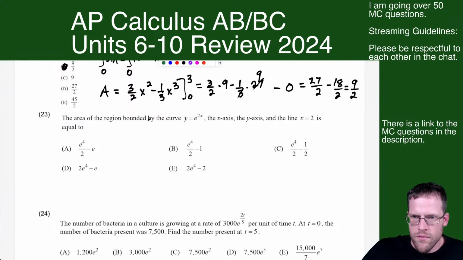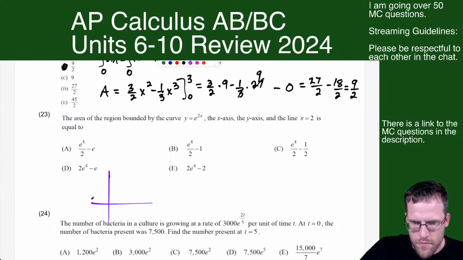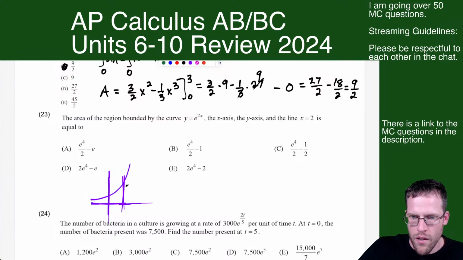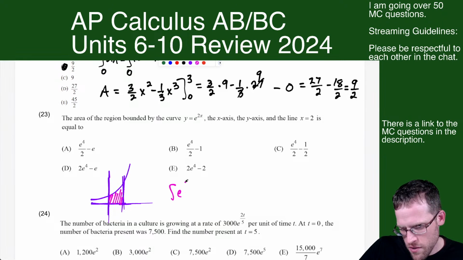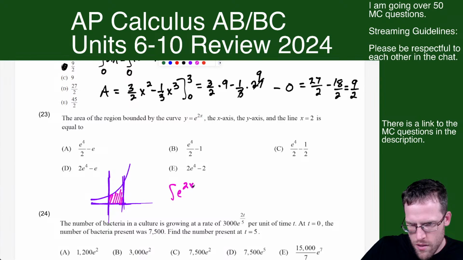All right, the area bounded by the x-axis, y-axis, and this line is equal to. So e to the 2x looks like that. And then we have the x-axis, the y-axis, and x equals 2. So we're finding this area. This is just the integral of e to the 2x from 0 to 2, because this was the line x equals 2, and the y-axis is the line x equals 0. So 0 to 2. And now just anti-derive.